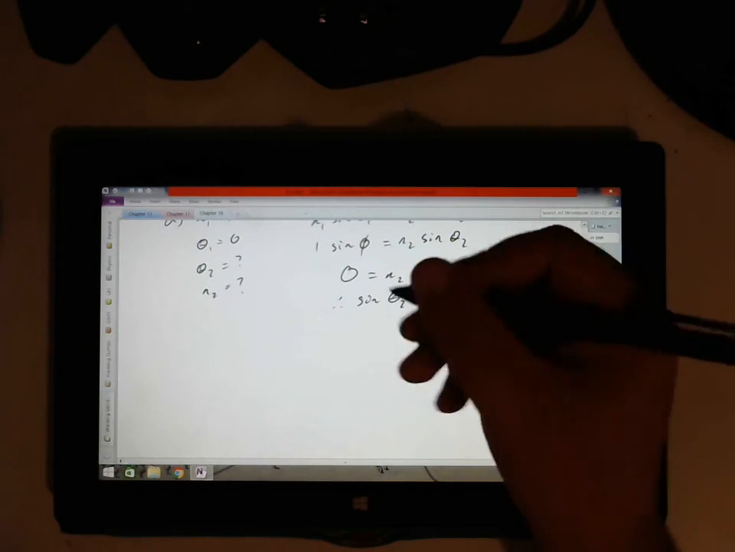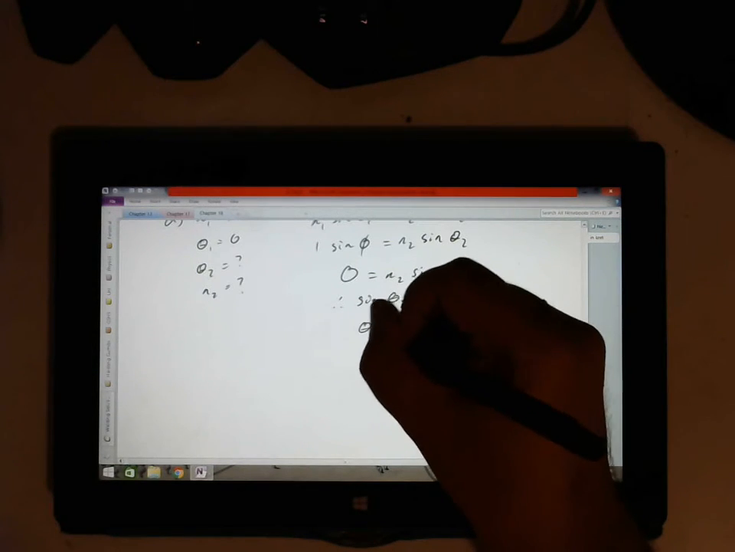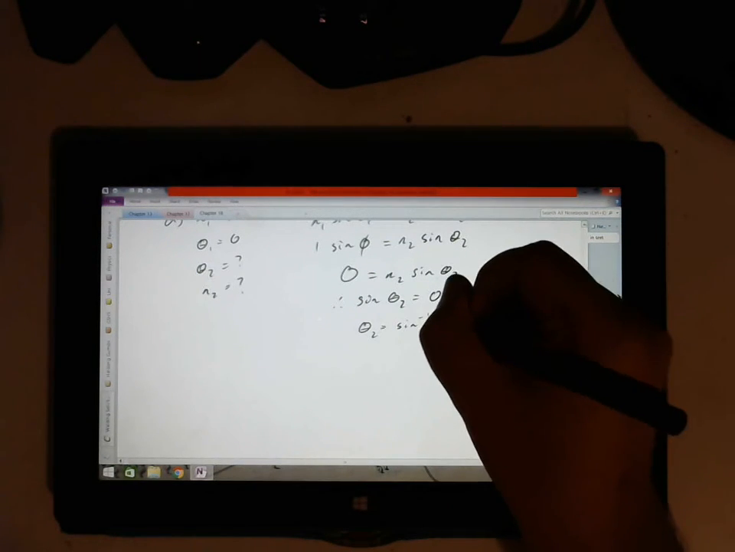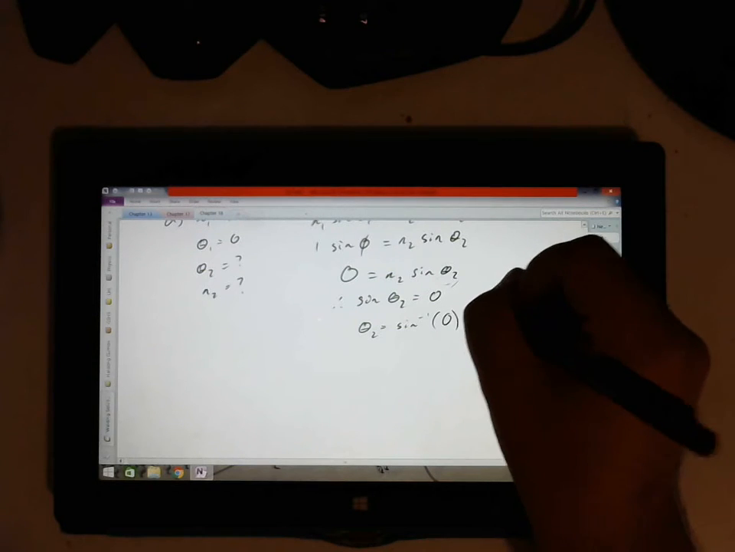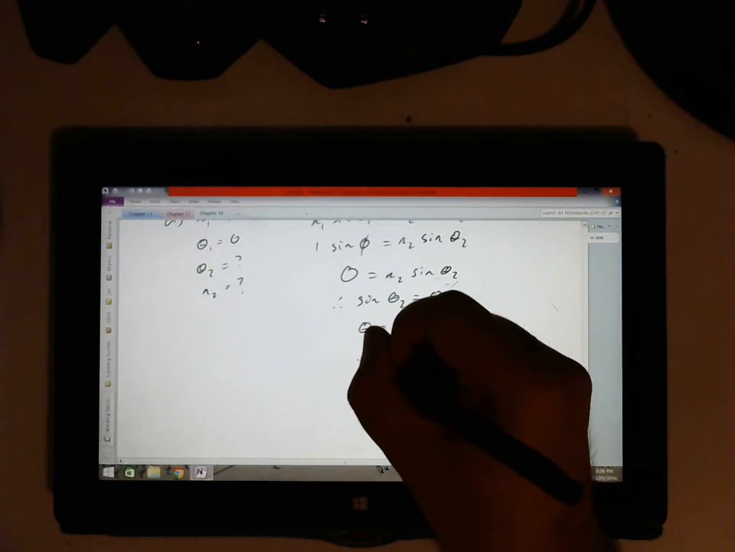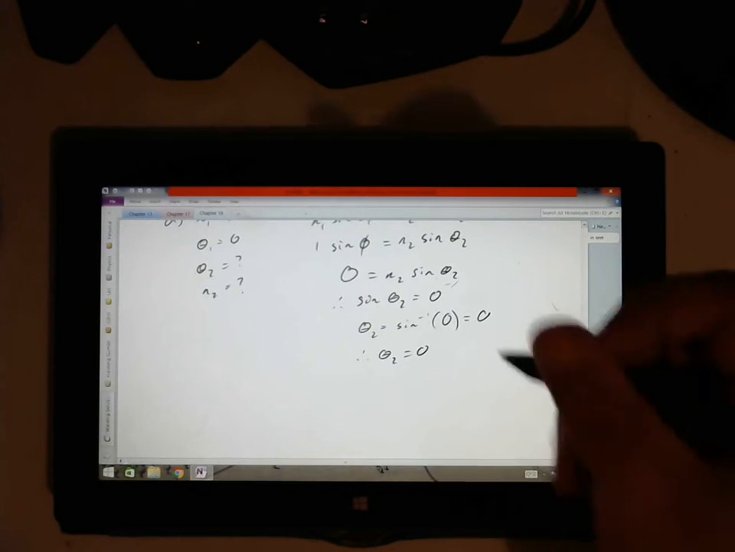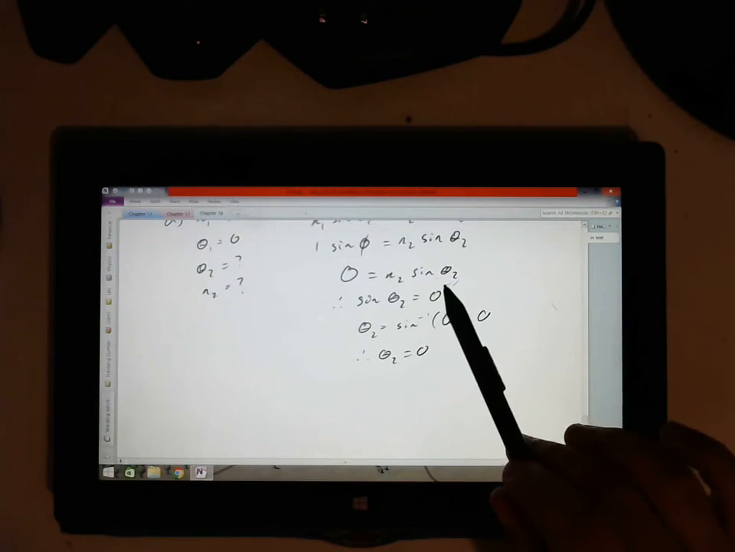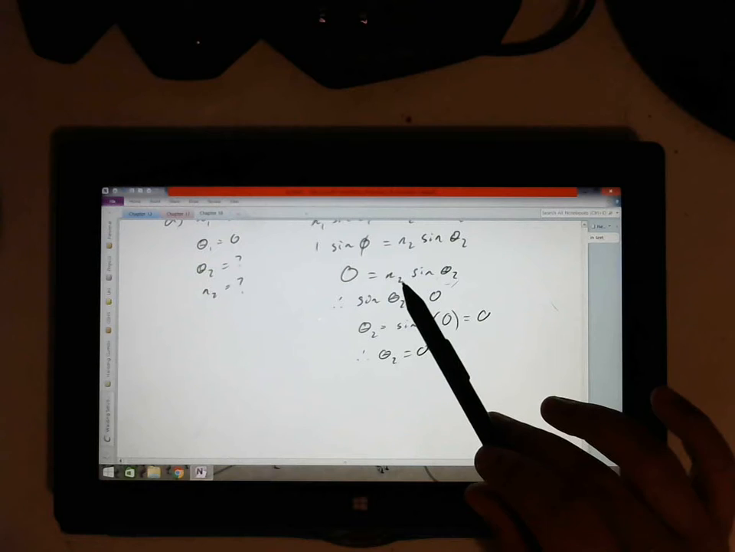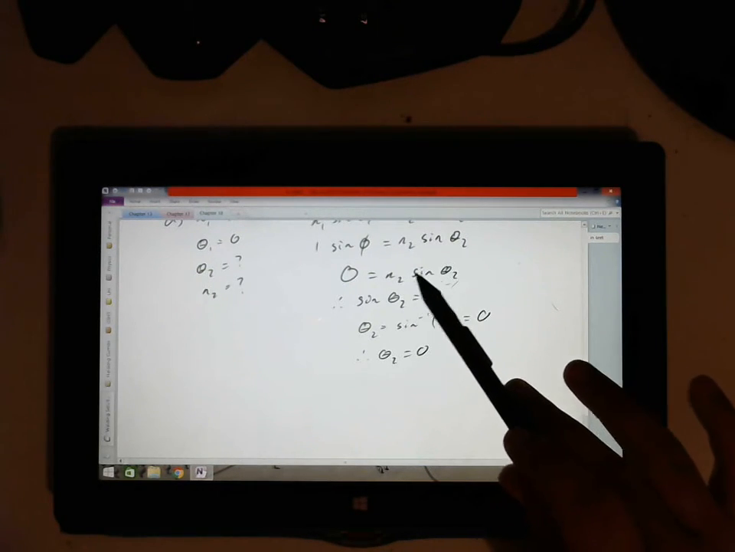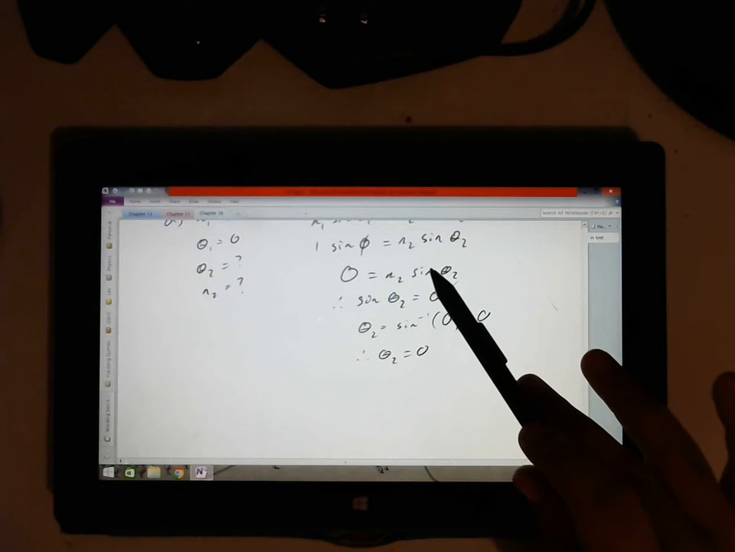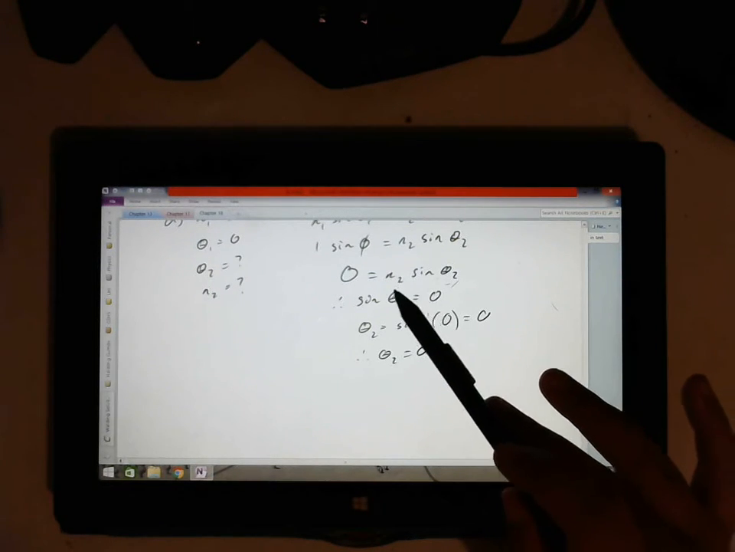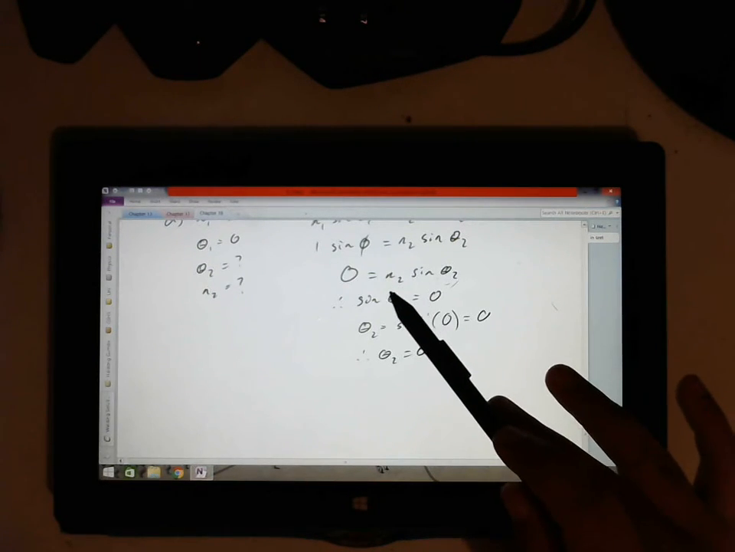We could take the arc sine of 0, but we'd find that theta 2 equals arc sine of 0, which equals 0. So therefore, theta 2 equals 0. If it comes in at 0 degrees, it leaves at 0 degrees. But if I substitute 0 into here, can I figure out this number? Well, I could put 1 there, I could put 5, I could put 10, I could put 1,000,000. 0 times anything is 0. So I can't work out this number.